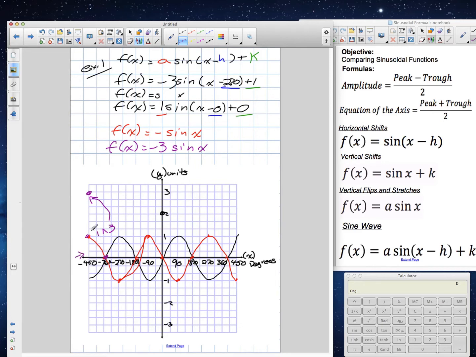Okay, so I also take my trough, I stretch that down to 3. So this is the same type of wave. The only difference is it has a much larger amplitude to it.